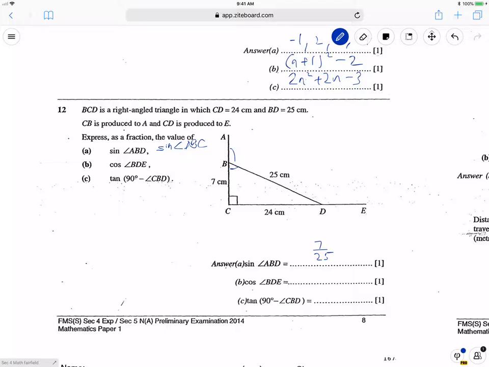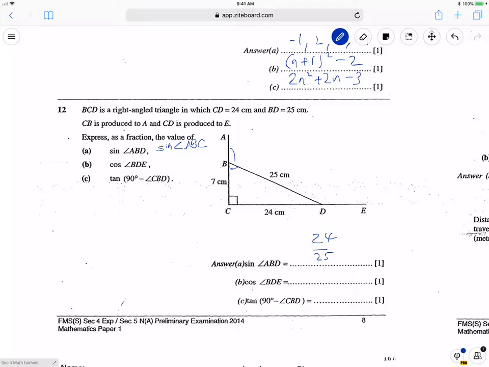Sorry, that's an error. It should be 24 over 25. I saw the wrong one. 24, okay, because the reference angle is at the top. It's not at the bottom. Reference angle is here.